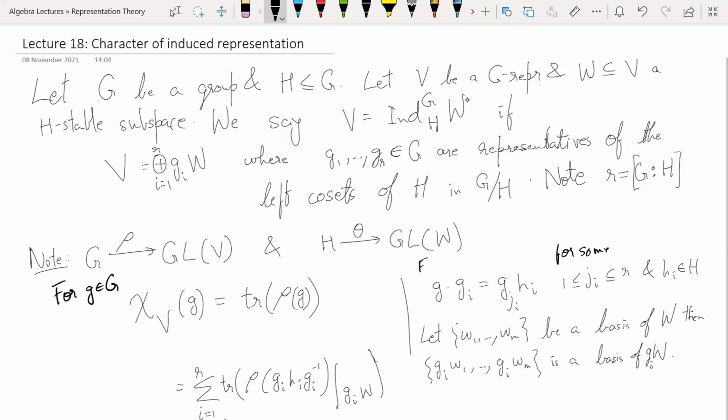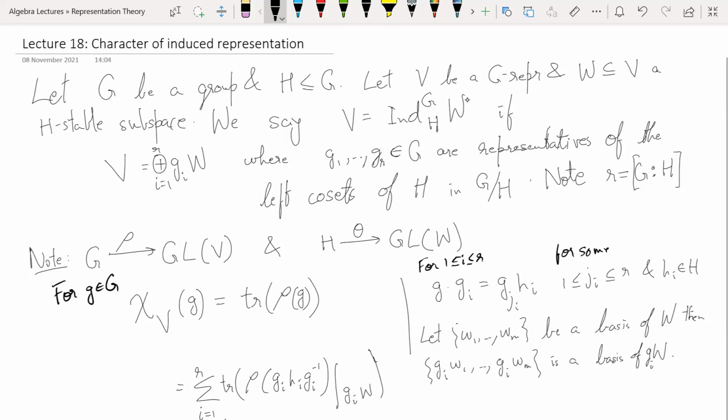So for i between 1 and r, we have this g times g_i will be one of these. Yeah. So if w_1 to w_m is a basis of W, then g_i is basically an isomorphism from W to g_iW. Right? rho(g_i) is actually an automorphism of V. So of course it sends W to g_iW. So g_iw_1 to g_iw_m is a basis of g_iW.